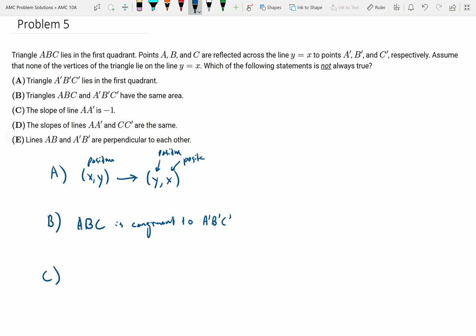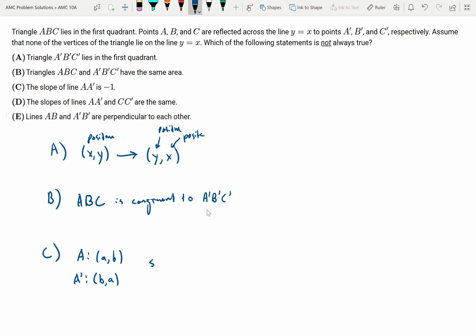C: the slope of line AA prime is -1. So for this, let's say the coordinate of A is (a, b). Therefore, the coordinates of A prime are going to be (b, a). So the slope of that is going to be equal to (a minus b) over (b minus a), which is -1. So that's, again, always going to be true.